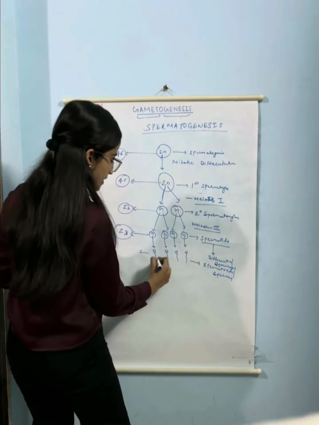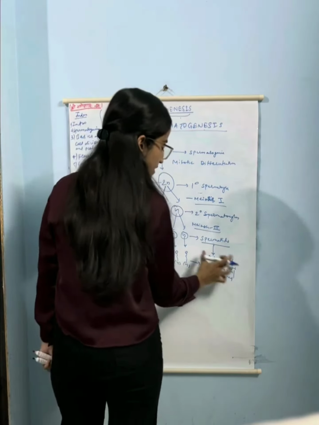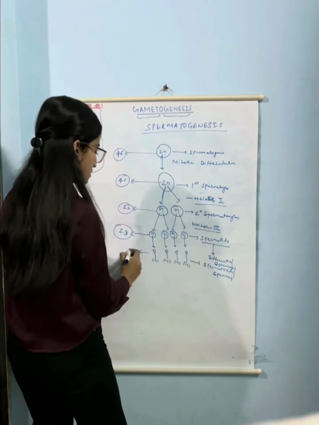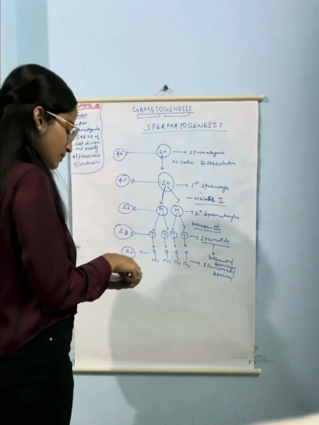Then in sperm also, these are also haploid cells because there is only differentiation and no division after the spermatid formation. So the number of chromosomes in sperms is also 23. Now I'll give you a trick to remember all these terms.